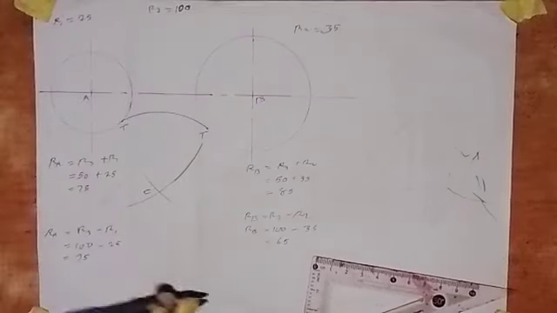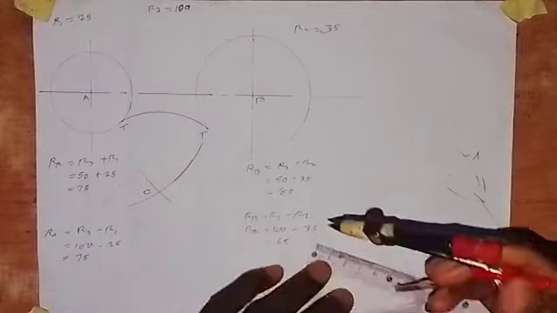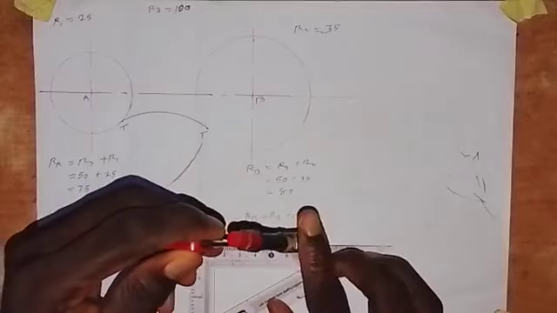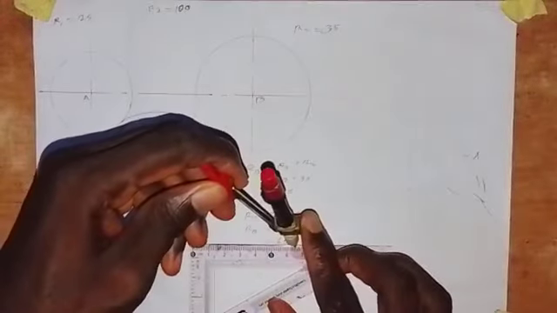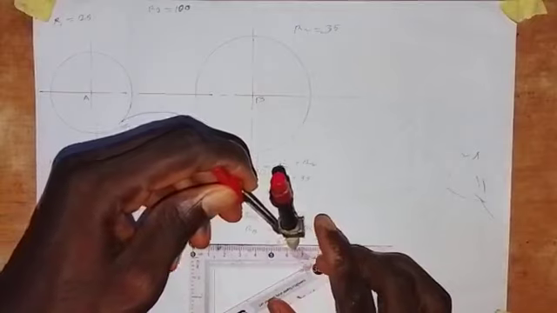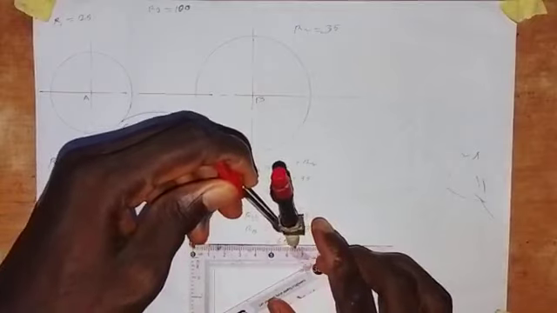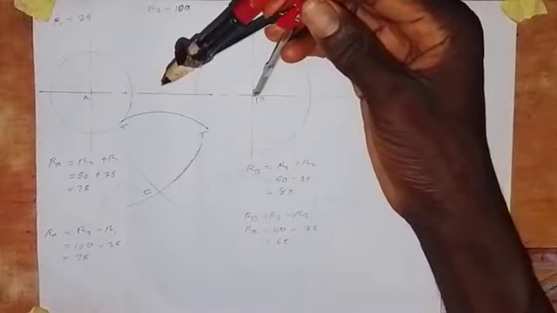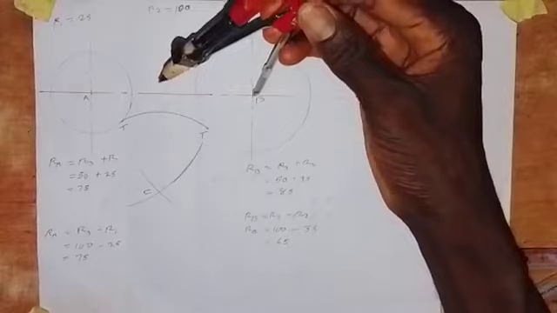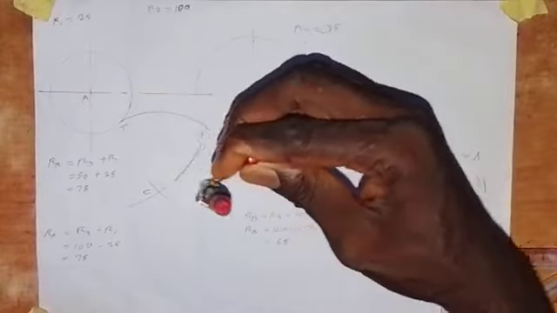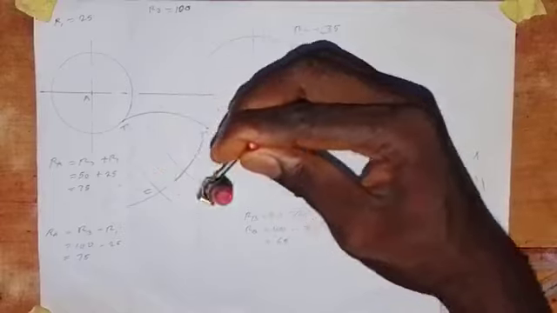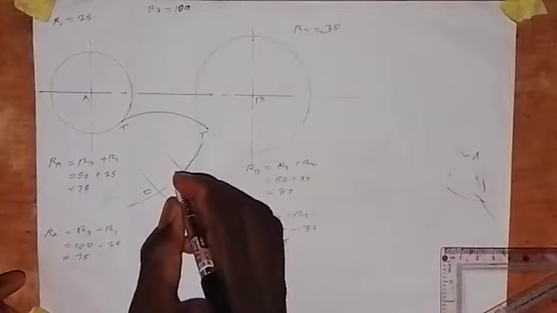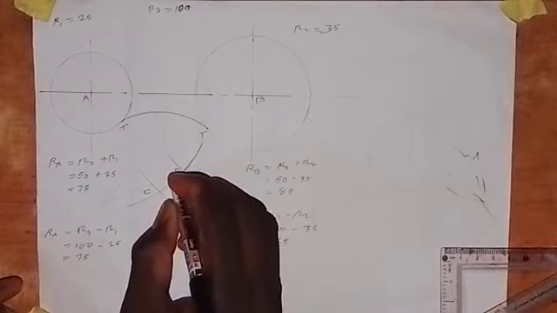Then we are going to take a measurement of RB, which is 65 millimeters. So take 65 millimeters on the ruler with the compass. Then we put the pin at center B, and we make an arc here. So here we make this arc. This is the center of the arcs, and we call this center D.